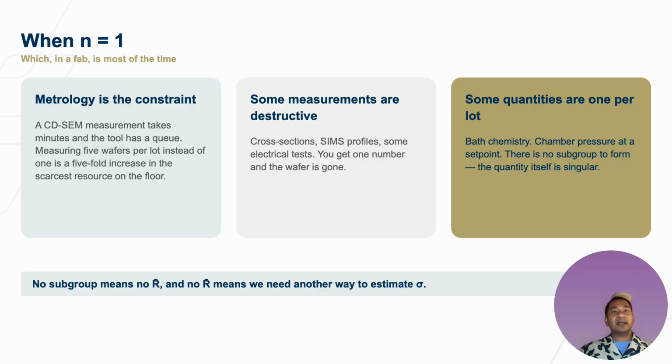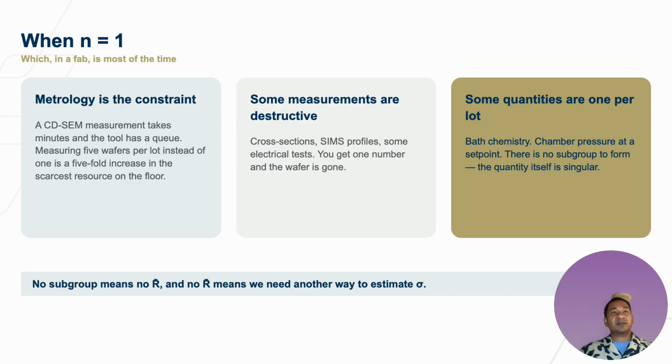Now the case that actually dominates in fab: n equals 1. 3 reasons you end up there. Metrology is the constraint. A CDSEM measurement takes minutes and the tool has a queue behind it. Going from 1 wafer per lot to 5 is a 5-fold increase in demand on the scarcest resource on the floor. Very often the answer is no.